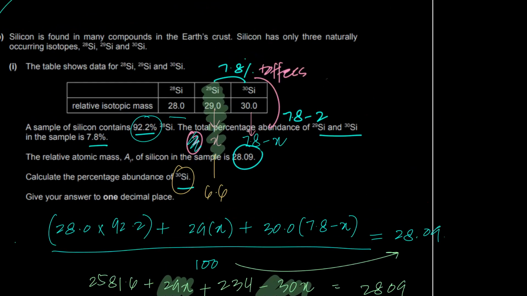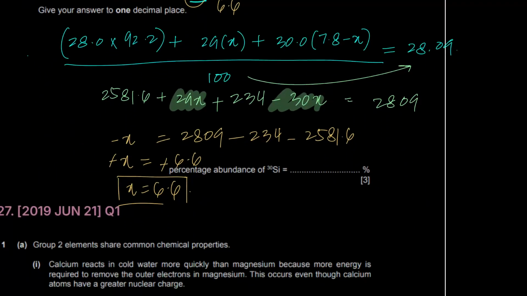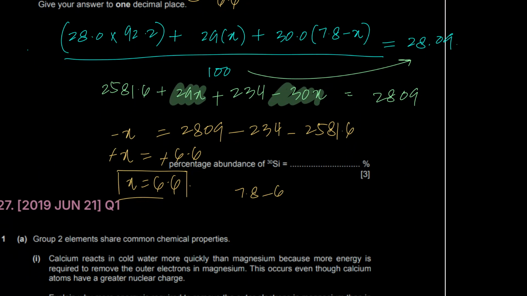Well, the total is 7.8. So silicon-30 should be 7.8 minus 6.6. That gives me 1.2. That's it. It's literal mathematics. It did not have anything to do with chemistry. Nothing whatsoever. So it's 1.2%.